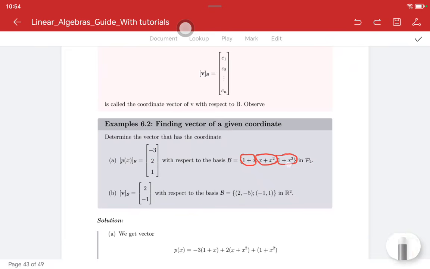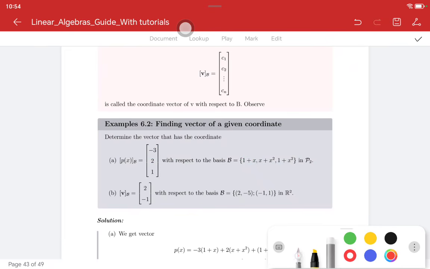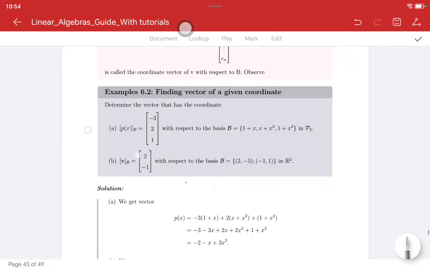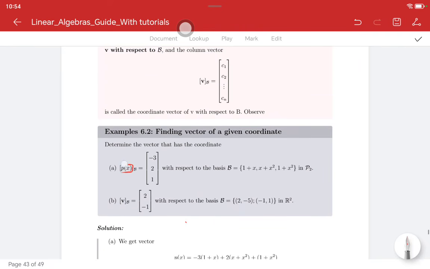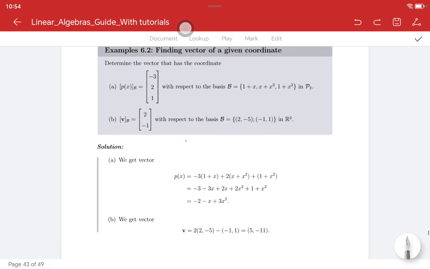So we're going to say this. The vector here they give us is px. So we're going to say px, which is what they wrote down. I think they wrote it somewhere here. Px is equal to -3 times the first vector, 2 times the second one, 1 times this one. Then we simplify them and we get this vector. And then this is the vector that has the coordinates -3, 2, 1.